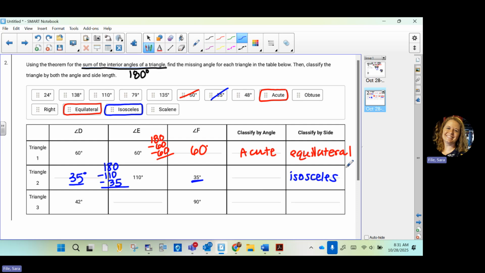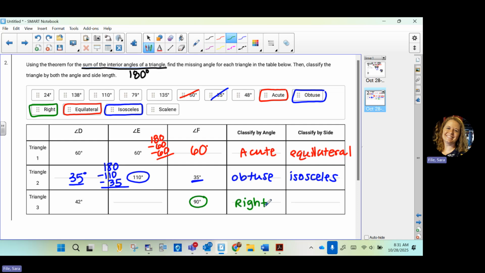We know that. Now, the angle sizes, look at the size of these angles. 35 is acute, but what's 110? Yeah, that's bigger than 90. That's obtuse. Okay, and then last but not least, I immediately see a 90. So what type of triangle is this? It's a right triangle, because you have a right angle.